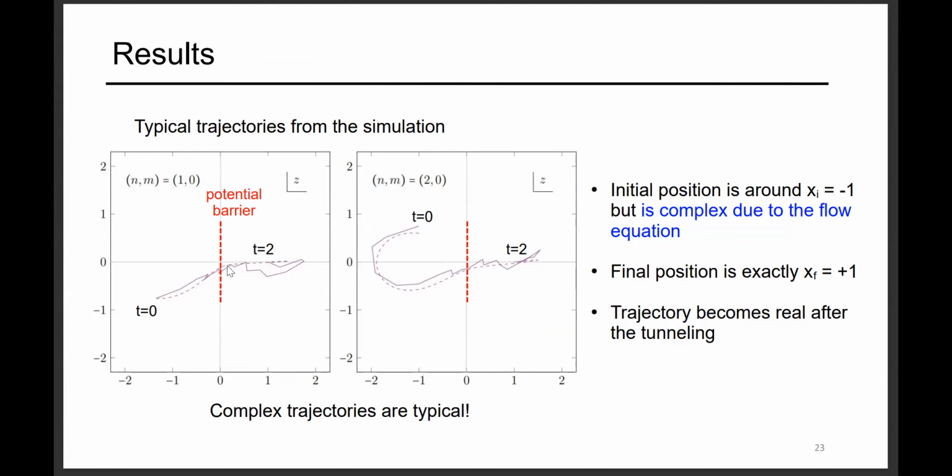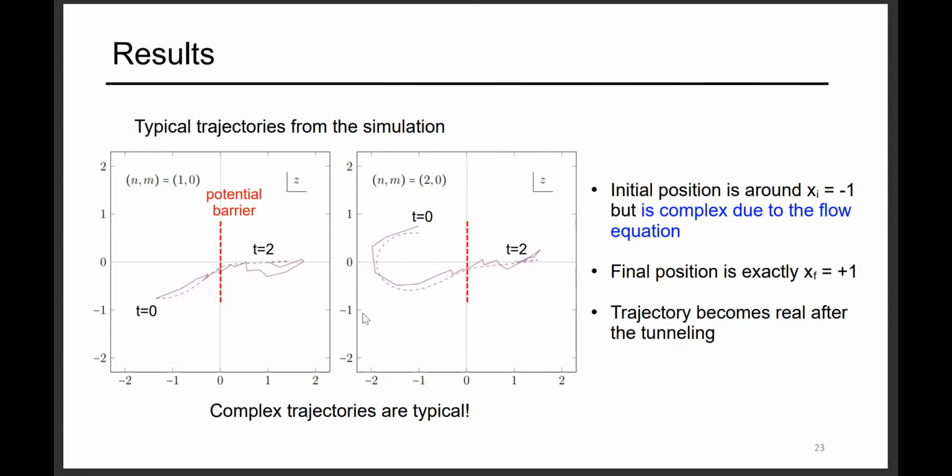This is a complex plane, and the red line here is the location of the potential barrier. On the left-hand side is one vacuum, and on the right-hand side is another vacuum. The particles start on the left-hand side at t equal to 0, and we allow the time evolution with time interval 2, and the endpoint is here, t equals 2. You can see that in these two typical trajectories, the trajectories are complex. The reason the initial point is complex is because the initial point is bound by the initial wave function, and it flows into the complex plane because of the flow equation. But the endpoint is fixed to be some constant 1, even though we flow with the flow equation.